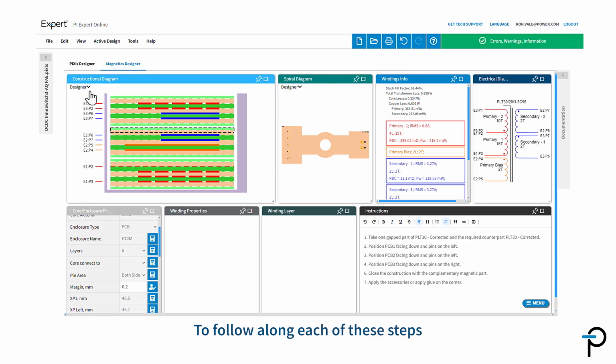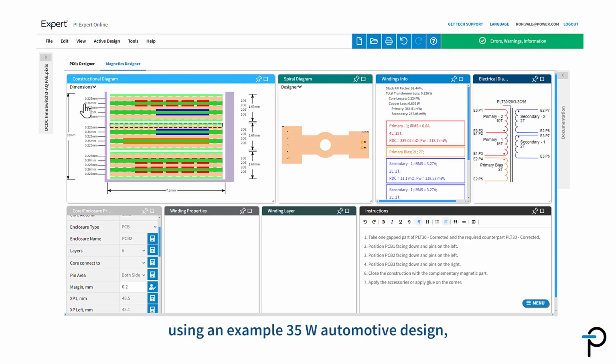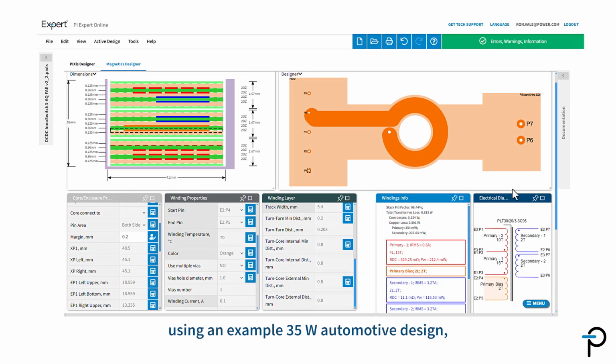To follow along each of these steps in a detailed walkthrough using an example 35-watt automotive design, please watch the next videos in the series.